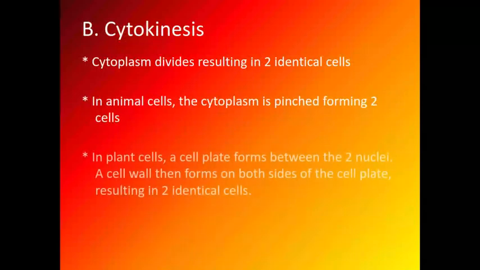And then the last part is called cytokinesis. It divides the cytoplasm, resulting in two identical cells. So this is the actual division part. In animal cells, the cytoplasm is pinched, forming two cells. In plants, the cell plate forms between the two nuclei, and then a cell wall forms on both sides of the cell plate, still making two identical cells. And that's just showing a picture of it. And this is plant. You can see the cell wall there. And that should be where we complete this.